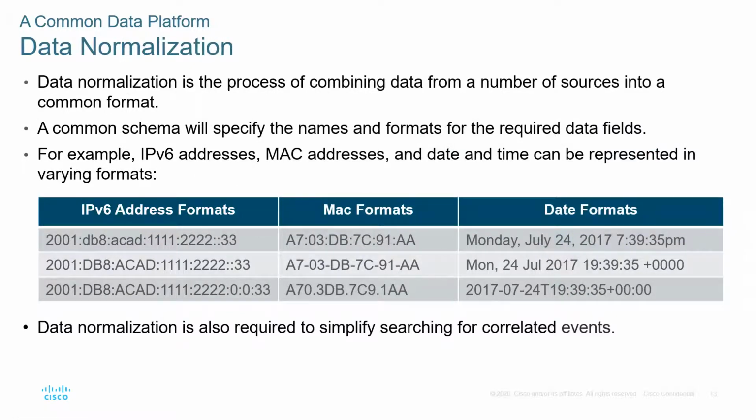So data normalization is the process of combining data from a bunch of different resources into a common format. A common schema specifies the names and formats of the required data fields. For example, IPv6 addresses, MAC addresses, and date and time formats can be represented in different formats. We can see this notation here, we can also see it in dash notation as well as dot notation, and date formats all come in different ways. So the idea here is that we're going to take in a bunch of different sources and normalize them down to one single style format.